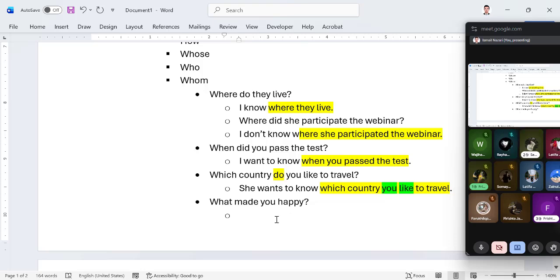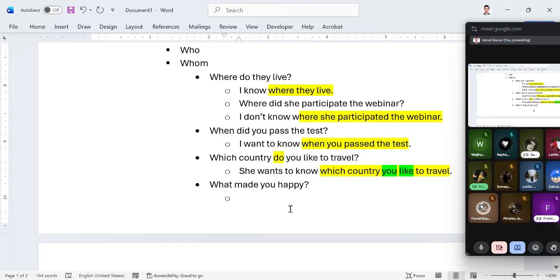So how do you change it? That she passed the exam made me happy. No, here what? For example, what made me happy is because of the exam, or because of passing the exam.